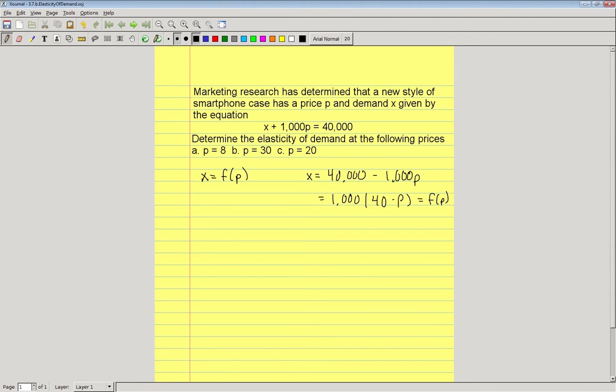Now that it's written as a function of P, we can use our elasticity of demand formula, which is negative P times F prime of P all over F of P. Okay. So substituting in our price-demand equation, we get negative P times 1,000 times the quantity 40 minus P, and we're going to take the derivative of that whole thing, and then we divide by F of P, which is 1,000 times 40 minus P.